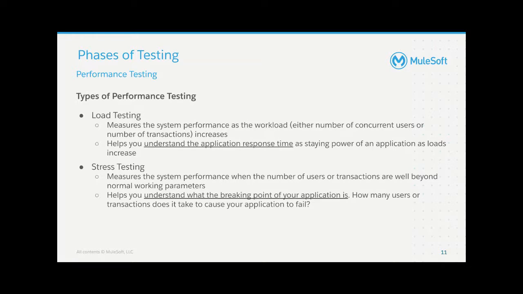The next type is stress testing. Stress testing measures the system performance when the number of users or transactions is beyond the normal working parameters. So if you're experiencing between a minimum and a maximum number of users, stress testing goes beyond. I'm trying to stress the system and check the breaking point of my application, when the application would break, when I'm going to start seeing memory leaks, when I'm going to start seeing CPU issues. So this is the breaking point. You would know the capacity within which your application can operate. This is very important to capture as well.